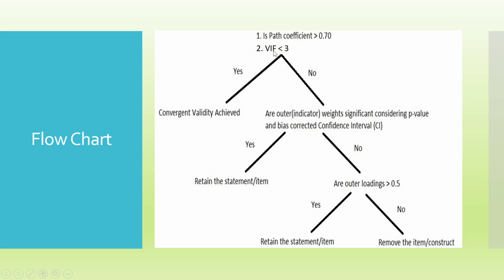The first question is: is the path coefficient greater than 0.7? Second, is the variance inflation factor less than 3? If it is yes, convergent validity is achieved. We will come to this slide again and again, so no need to worry. If it is no, we will check whether the outer indicator weights are significant, considering the p-value and bias corrected confidence interval. If yes, retain the statement. If no, then you will check whether the outer loading is greater than 0.5. If yes, retain the statement. If no, remove the item.